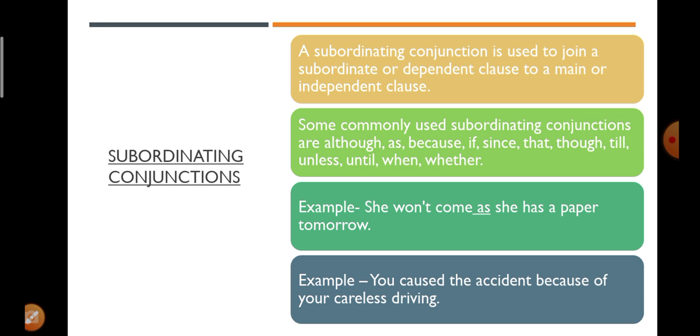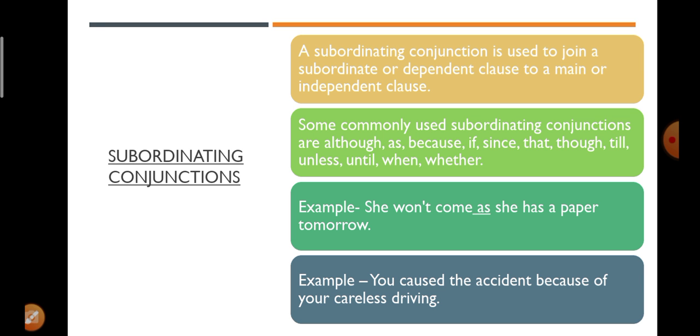For example, she won't come as she has a paper tomorrow. This example I already mentioned before. So, she won't come, this is an independent clause, whereas as she has a paper tomorrow, this part is a dependent clause, and we are connecting both of them by using the word as over here.